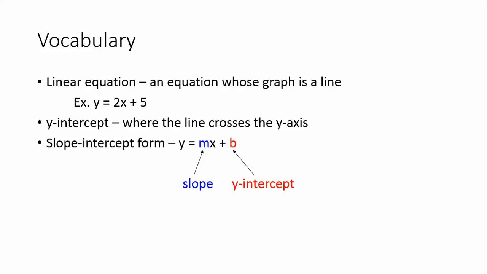The y-intercept, which will be important here in slope-intercept form, is where the line crosses the y-axis. And slope-intercept form looks like this: y equals mx plus b, where m is the slope. Remember, it's rise over run. And the b is the actual y-intercept.